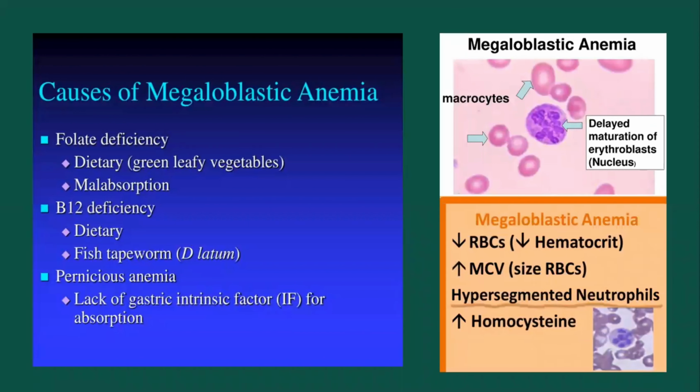Next, cause of megaloblastic anemia. Megaloblastic anemia is either caused by folate deficiency or vitamin B12 deficiency and pernicious anemia due to lack of intrinsic factor. On peripheral smear, we show macrocytes and delayed maturation of erythroblast. Decreased RBC, decreased hematocrit, increased MCV, increased size of the RBC, and hypersegmented neutrophils and increased homocysteine level are the laboratory features in megaloblastic anemia.